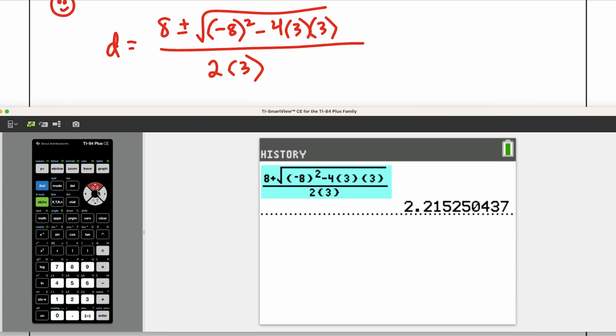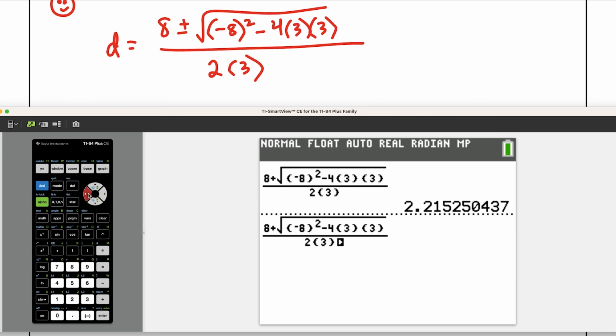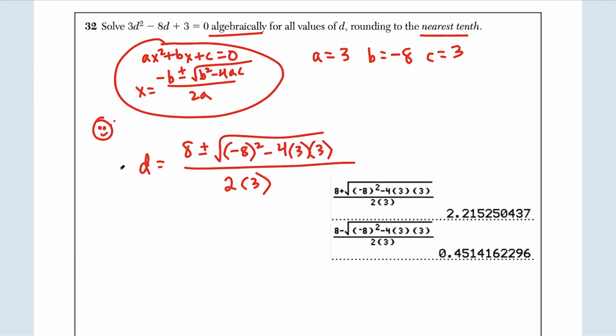And now for the second solution, remember, it's 8 plus or minus. So I'm going to press enter here just to save time. And now I scroll left till I get to the plus sign in front. And I'm going to change that plus to a minus. So that'll find me my 2 roots all at once. So now let's write out the 2 answers.